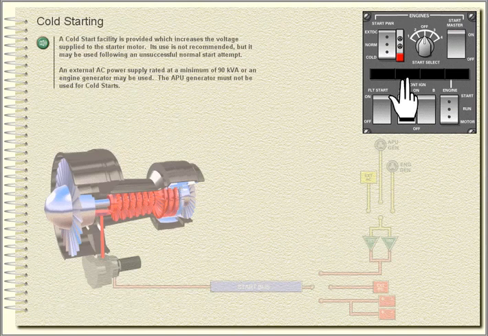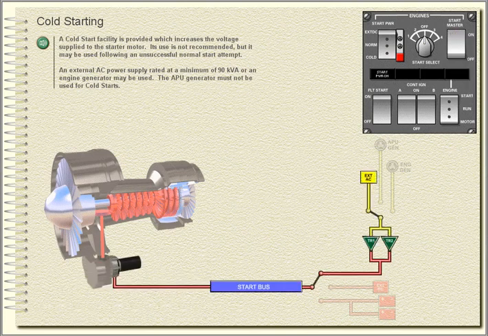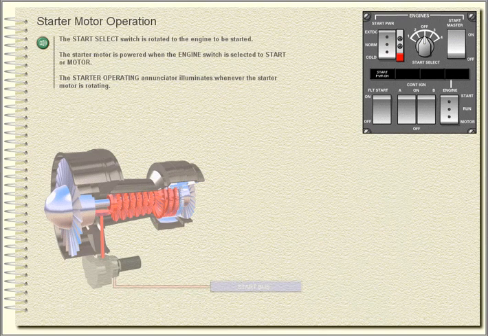Cold starting. A cold start facility is provided which increases the voltage supplied to the starter motor. Its use is not recommended but it may be used following an unsuccessful normal start attempt. An external AC power supply rated at a minimum of 90 kVA or an engine generator may be used. The APU generator must not be used for cold starts.